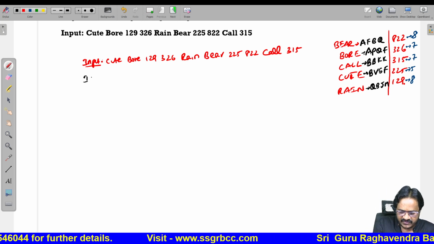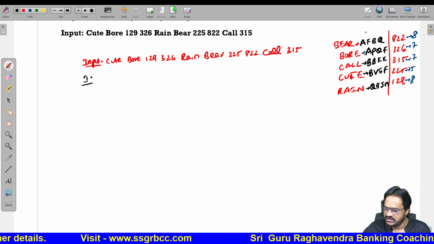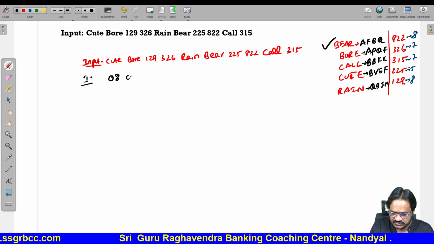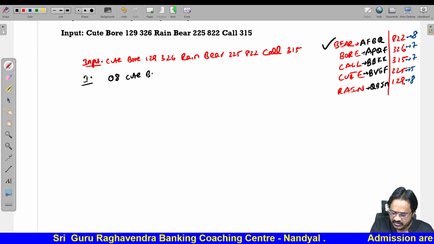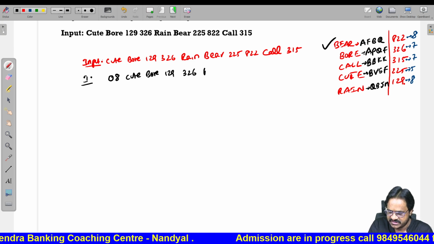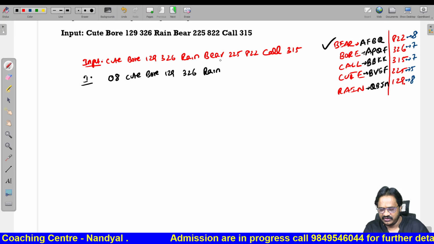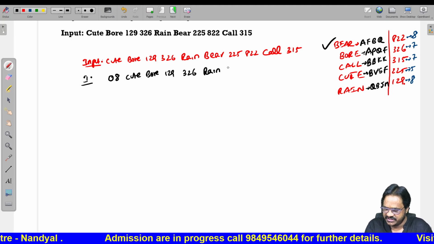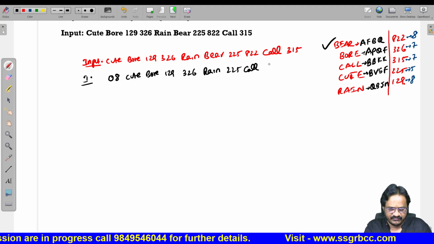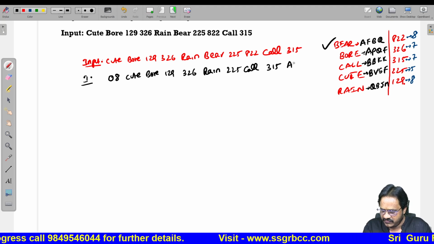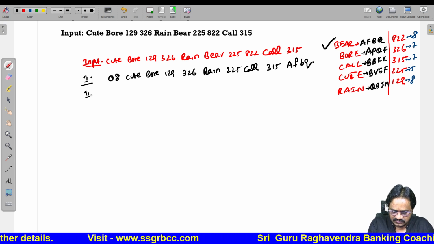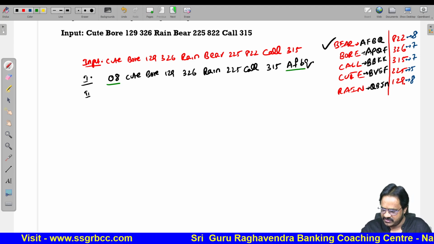Now I am writing each and every step. First step. First one is 8. Then write cute. Then write bore. Then 129. Then 326. Then rain. After writing rain, don't write bear because bear only we are changing. Then write 225. Don't write 822. It is call. After call 315. After that it is AF BQ. This is step 1. Now step 1 is over.